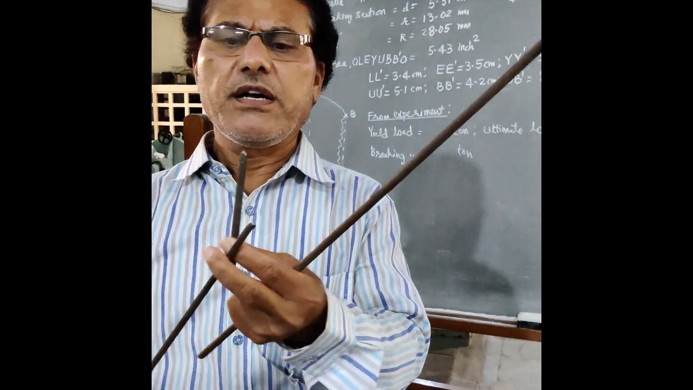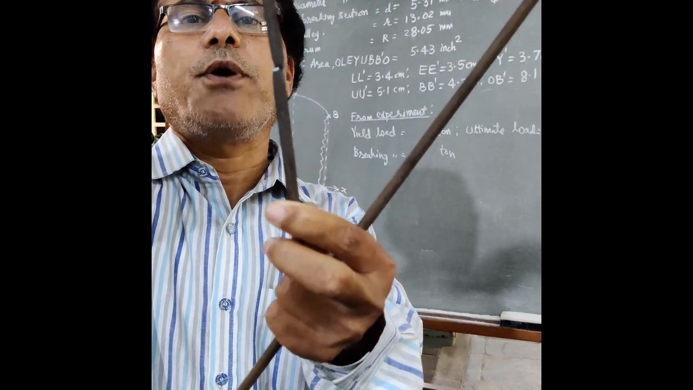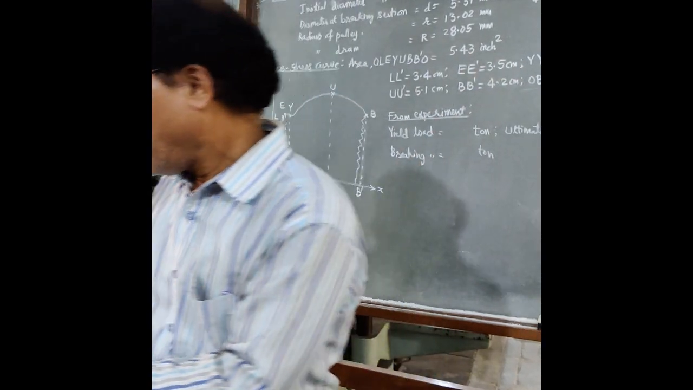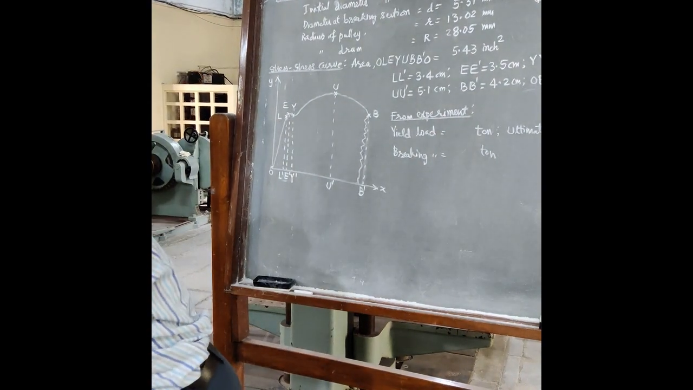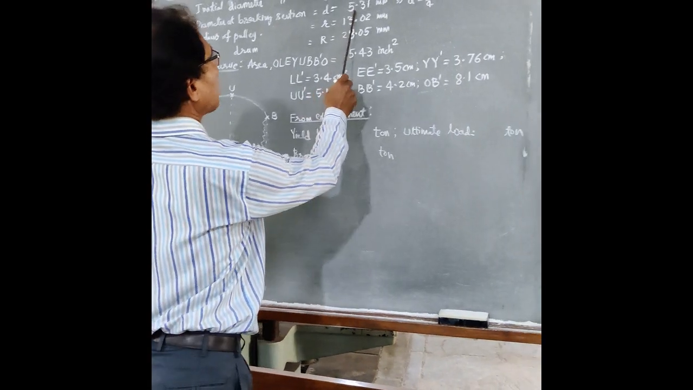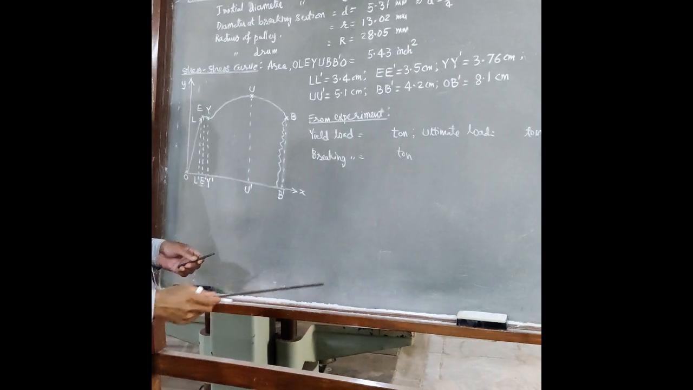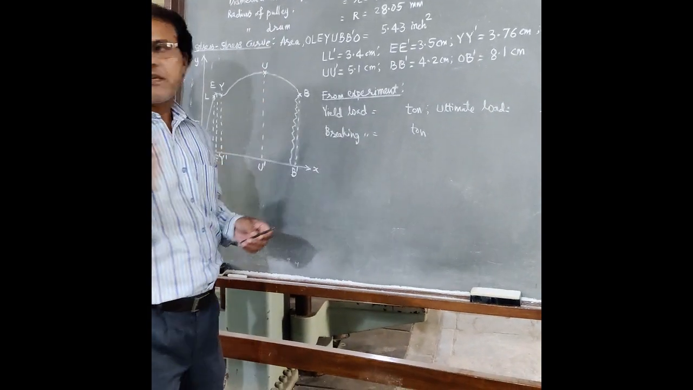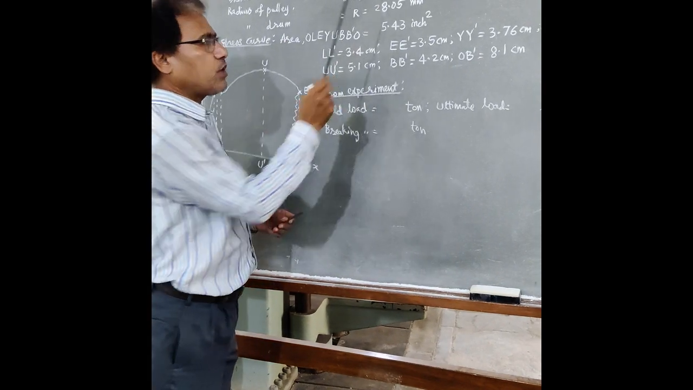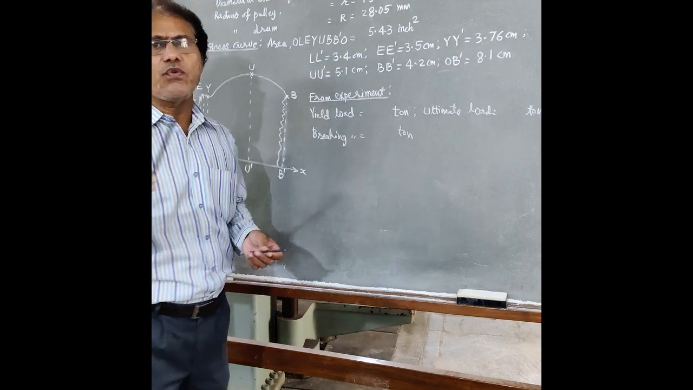Now I can find out the diameter at the breaking point. This I can measure once again using the vernier calipers. That I have measured. Therefore, it is now 5.31 mm. Now we can find out the area at the breaking point. And also the pulley that I already showed, I got the diameter as 26.04 mm.